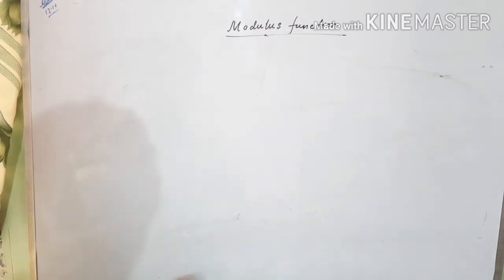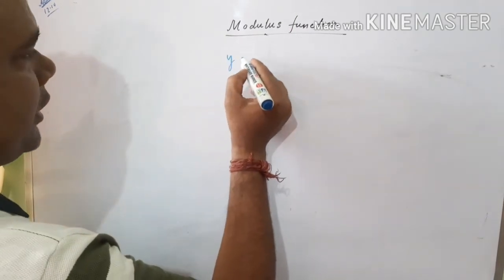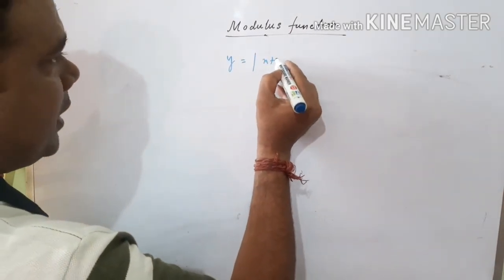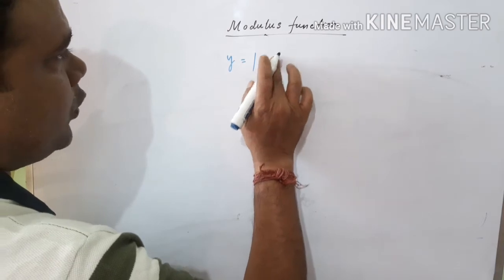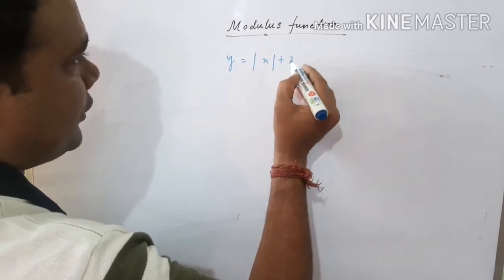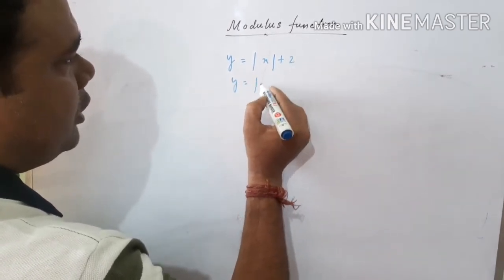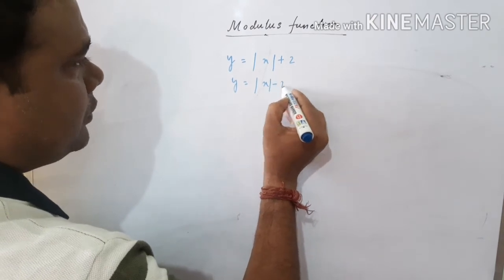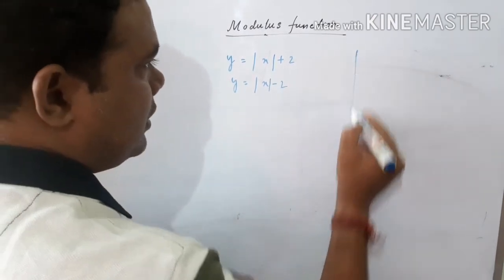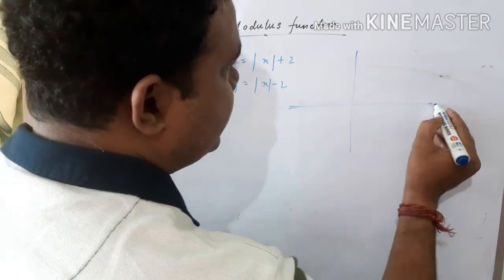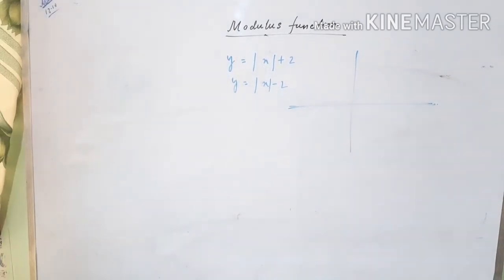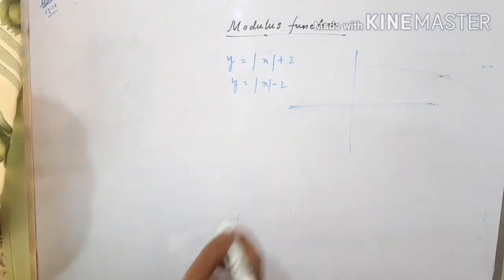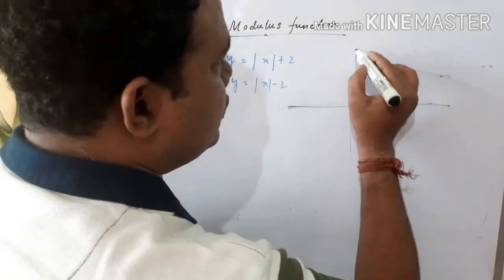Now let us draw the graph of y equals mod x plus 2 and y equals mod x minus 2. Now see how the graph looks. y equals mod x minus 2. Now see that these are the two axes.